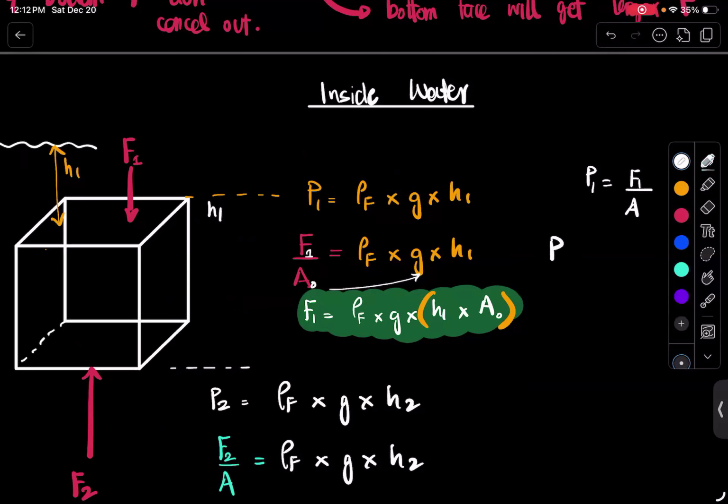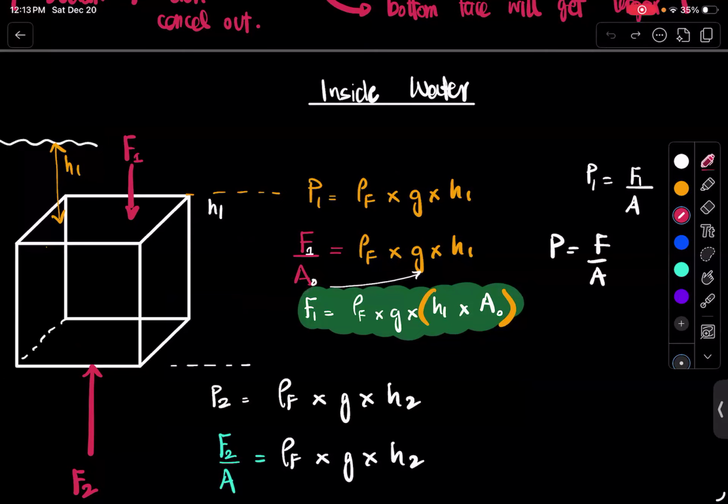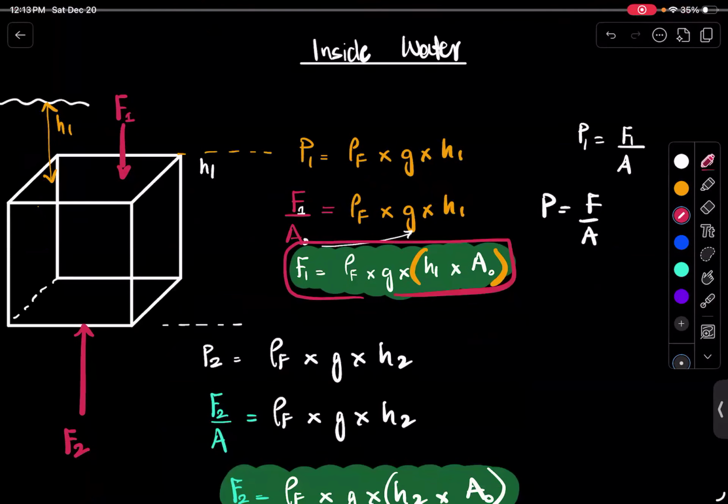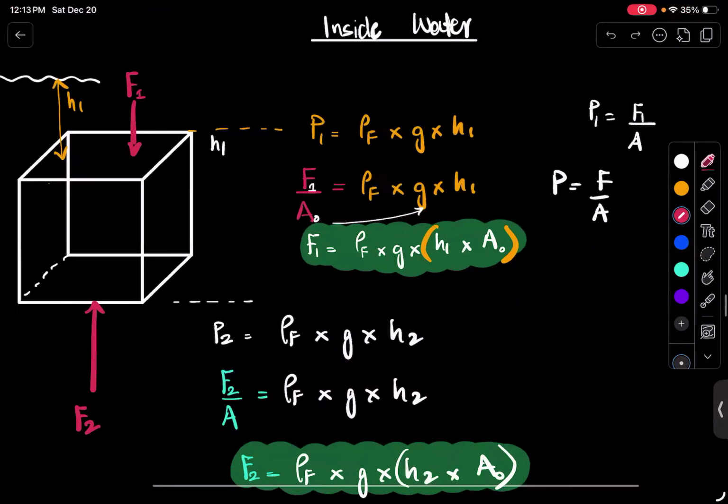And we also know that pressure is equal to force over area, right? So if you want to find an expression for force, then F1 is basically equal to this expression, where, if pressure equals force over area, I took area to the other side, and F1 is equal to this expression. Okay. Then what about F2?